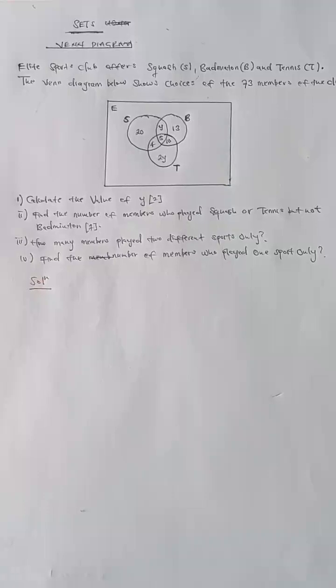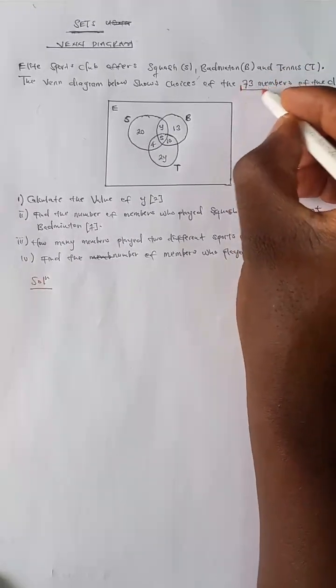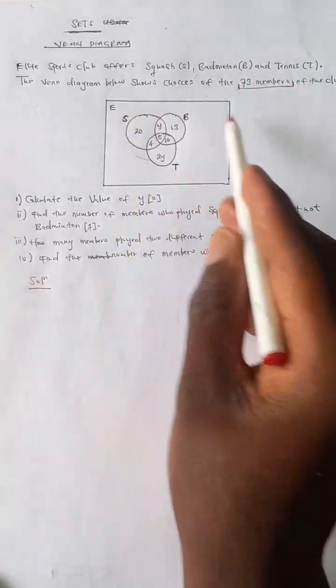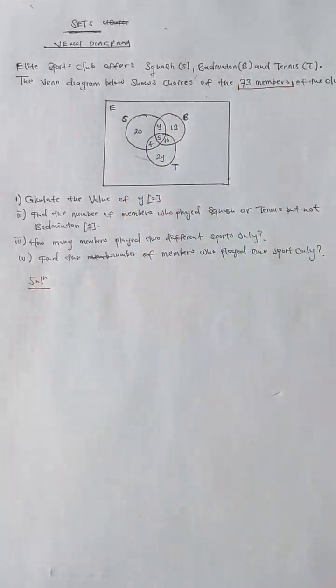Let's go to the example, and it reads: Elite Sports Club offers squash, badminton, and tennis. There is this club known as Elite, and the sports which they offer are squash, badminton, and tennis. The Venn diagram below shows the choices of 73 members of the club. So the members of the club are 73, and the Venn diagram is showing the choices of these 73 members.